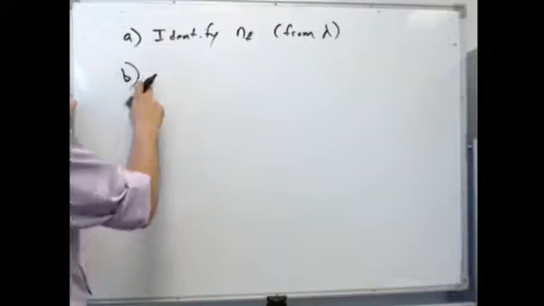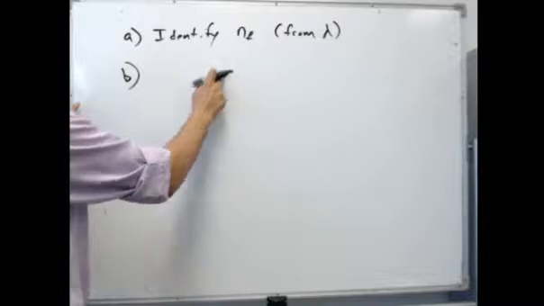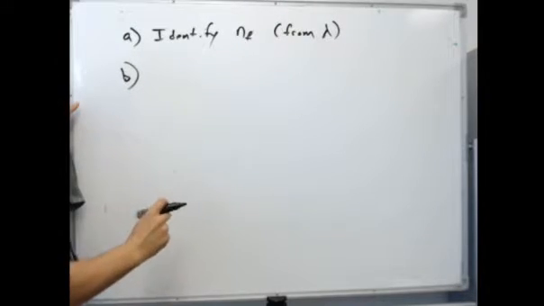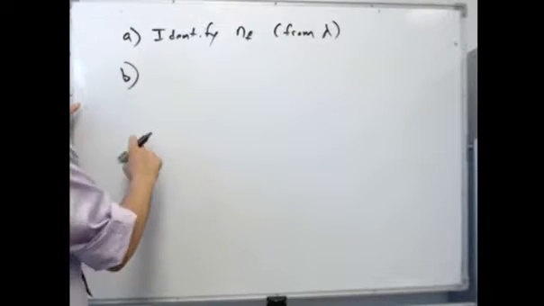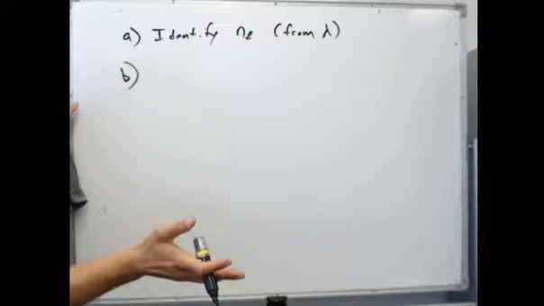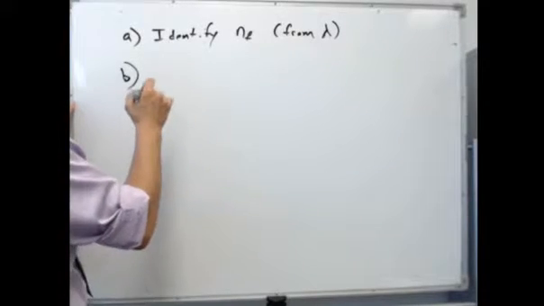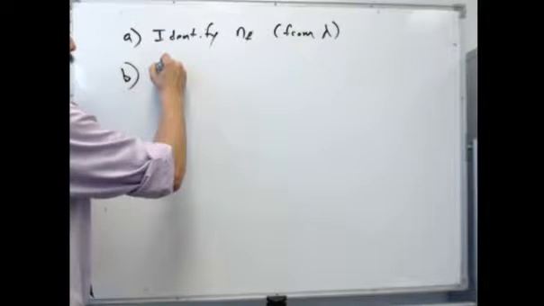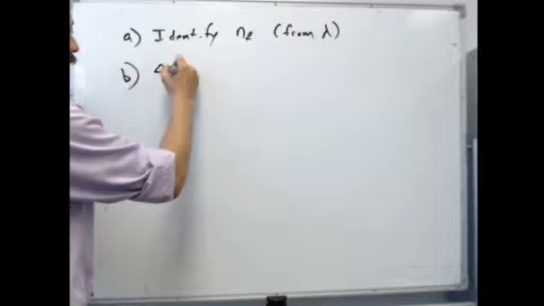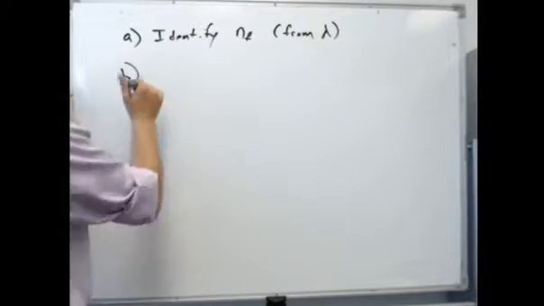Part B is where it gets a little bit tricky and we have to be careful because there's 2 parts going on in part B. First off, what equations are we going to use? There's 2 equations that we need to use. The energy of a photon, so energy equals hc over lambda, and then the Rydberg equation.